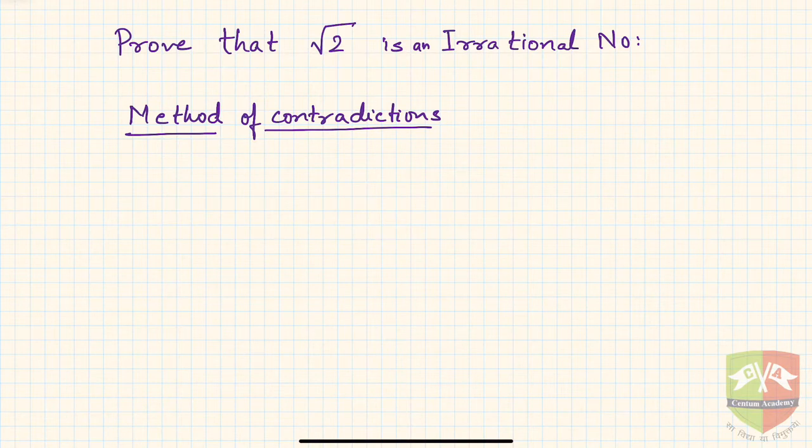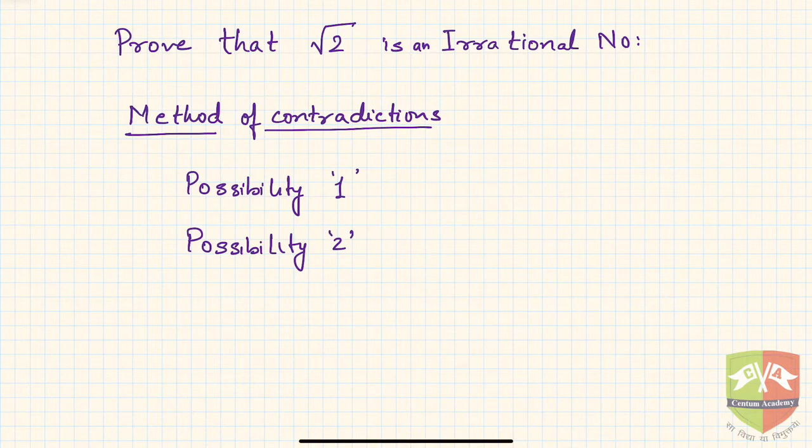Let us say for any event there are only two possibilities: either possibility number 1 or possibility number 2. That means in, let's say, a soccer game or any sport, there is no draw. Either the team will win or it will lose, right? There is no possibility of a draw or a tie. So if win is not happening, then definitely lose will happen, and if someone is not losing, then definitely they are going to win. This is what we are going to use in the method of contradiction.